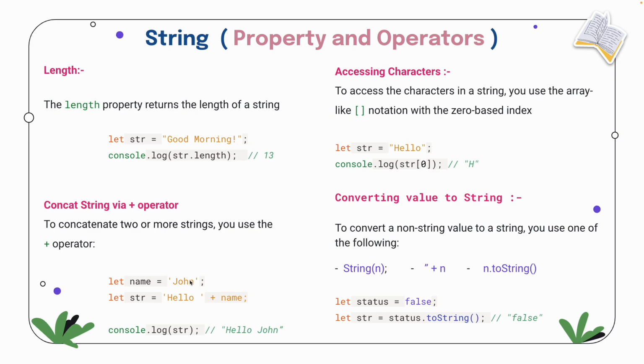So see, if you have two strings and you want to attach them, you can just write John and plus name. It will just attach and give Hello John. So to concatenate two strings, we can use the plus operator, right? And in the same way, let's suppose any number is there and you want to convert it into a string. There are some ways to convert into string.